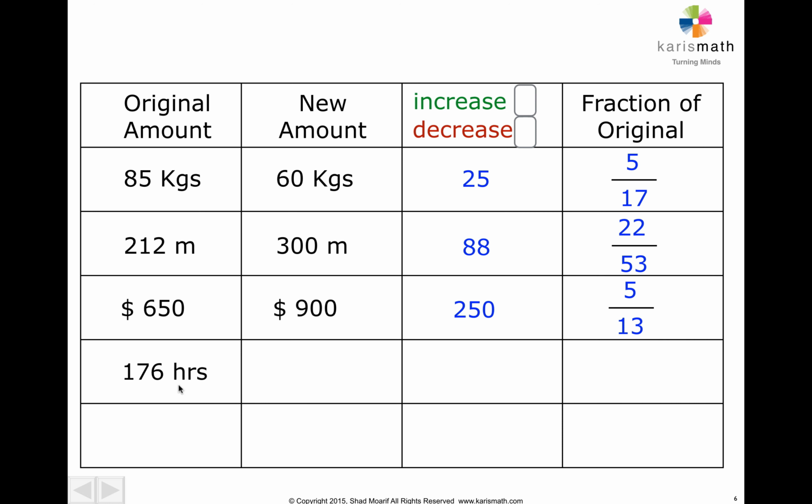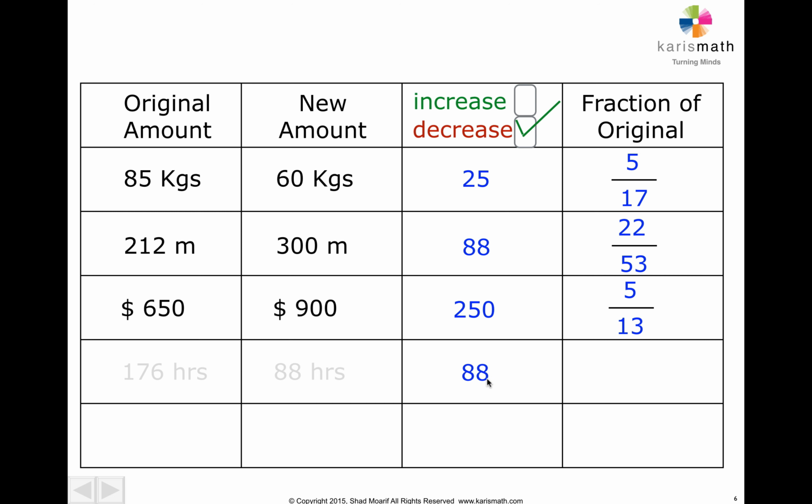176 hours was the original amount. The new amount was 88 hours. Okay. So you're going to find the percentage increase or the percentage decrease. What fraction of the original? Was it increased or decreased? Very good. So what are you doing now? 176, the original amount, minus 88. Very good. And that makes it 88.